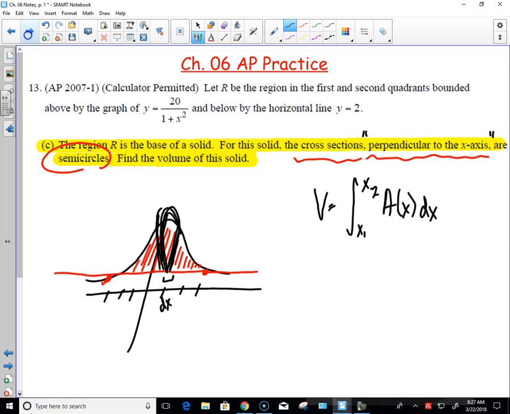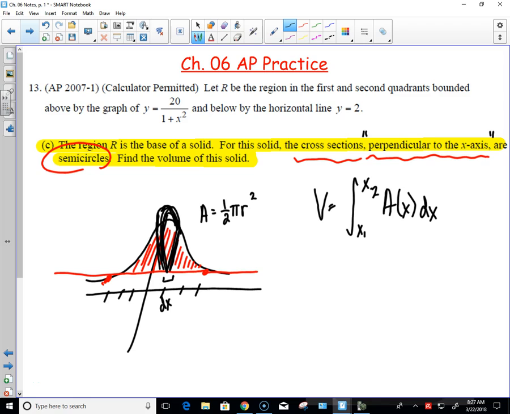You give it a little bit of depth. That's where the dx comes in. Okay. There's my semicircular slice. What is the area formula for semicircles? 1/2 pi r squared. But who are if we have d?